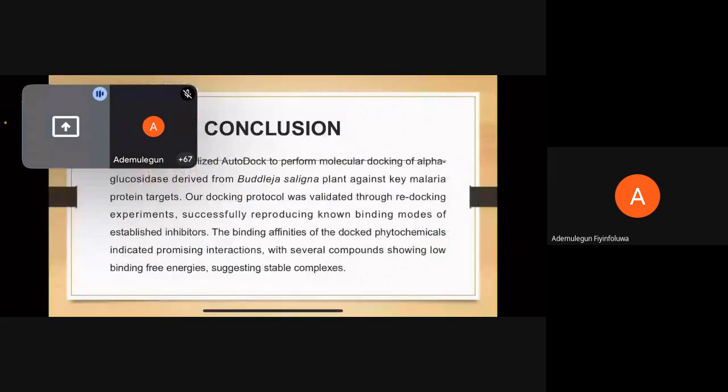Alpha glucosidase derived from Bulegia saligna plants against key malaria protein targets. Our docking protocol was validated through redocking experiments. We had to redock and make sure that it was successful, and then we successfully reproduced known binding modes of established inhibitors. Then the binding affinities of the docked phytochemicals indicated promising interactions, with several compounds showing low binding free energies, suggesting stable complexes. This means that alpha glucosidase is actually a very good ligand and can be further studied to see if it can elucidate some efficacy in the treatment of malaria.